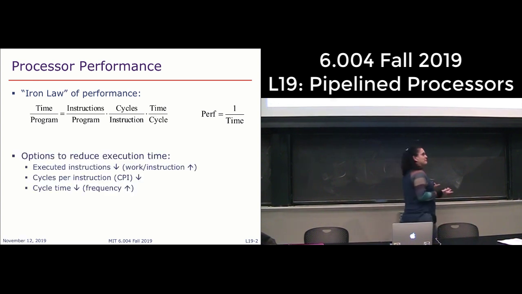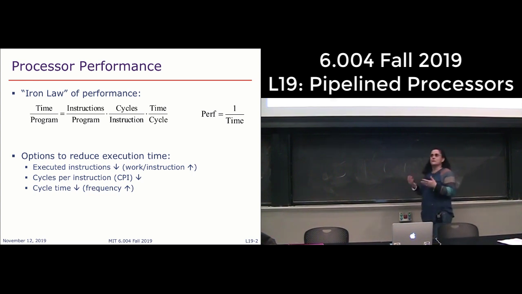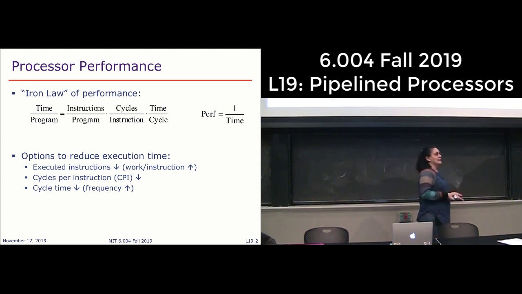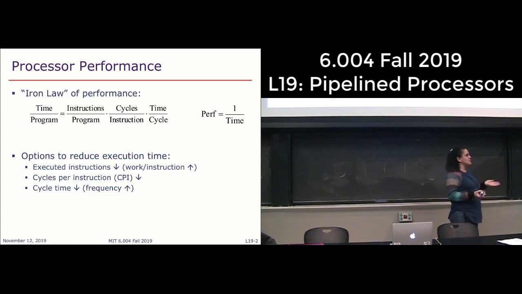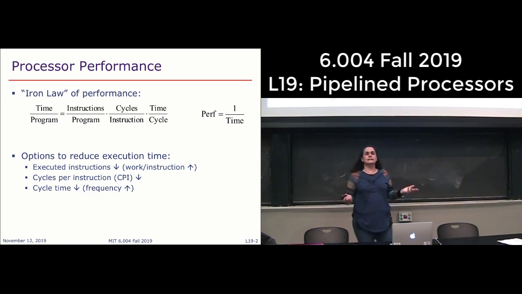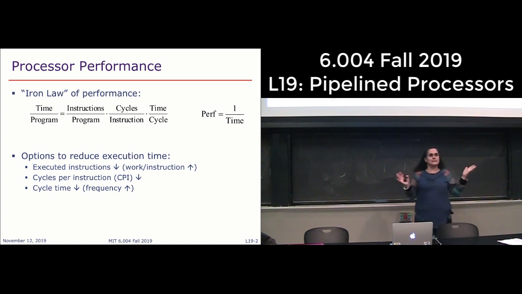So if we want to reduce our total execution time, we have a few things we can play with. The first thing we could consider is, can I reduce the number of instructions in my program? Well, the only way to do that would be to change my instruction set architecture and support some more complex instructions, which would lead to a longer clock period. So we're not really going to consider that at all. Let's assume we're sticking to our current ISA.